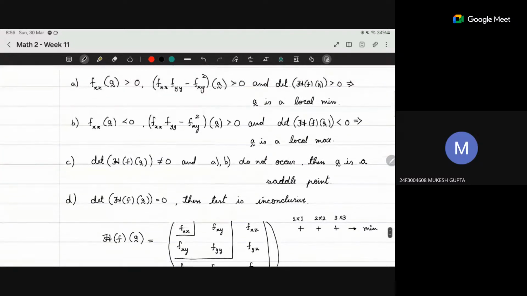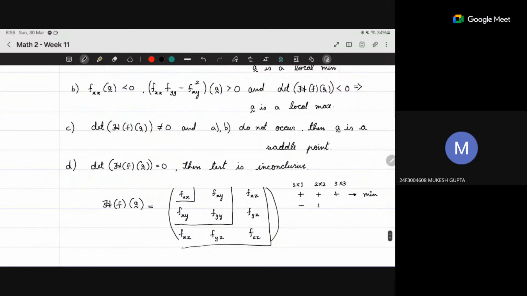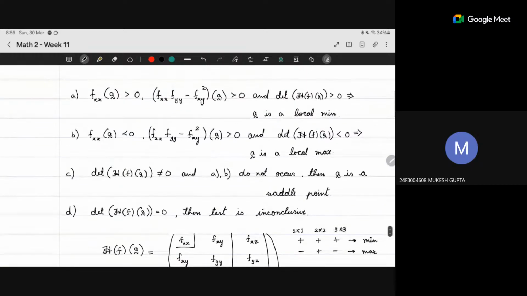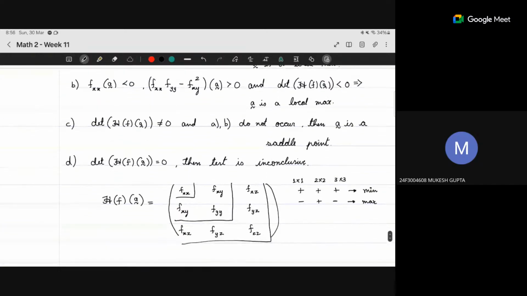And what does condition B say? If you have minus, plus, minus, then it is a maximum. If the determinant is non-zero and it does not follow any of these patterns, it could be minus, minus, minus, or plus, minus, minus, or something like that. As long as it's not plus, plus, plus, or minus, plus, minus, it happens to be a saddle point. And if the determinant is zero, then the test is inconclusive.